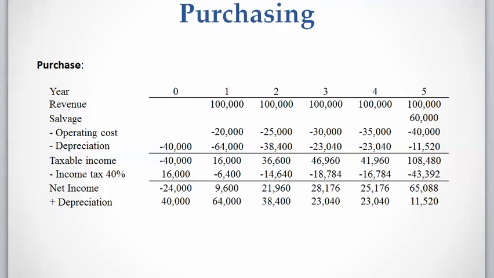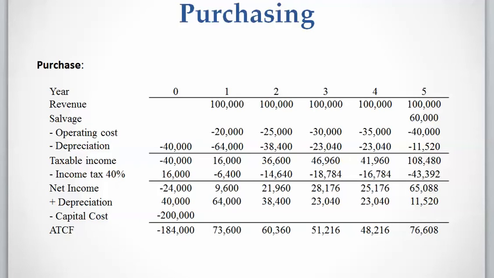Then we add back the depreciation and the capital cost at present time if we purchase the asset. And then we calculate the after-tax cash flow, and in the end we will calculate the NPV for the decision alternative of purchasing the asset. So NPV at 16% discount rate is going to be $20,221.